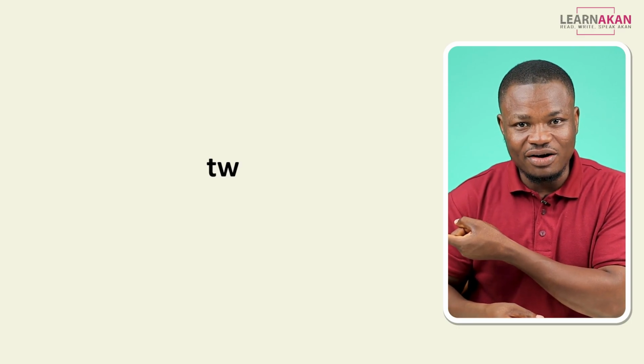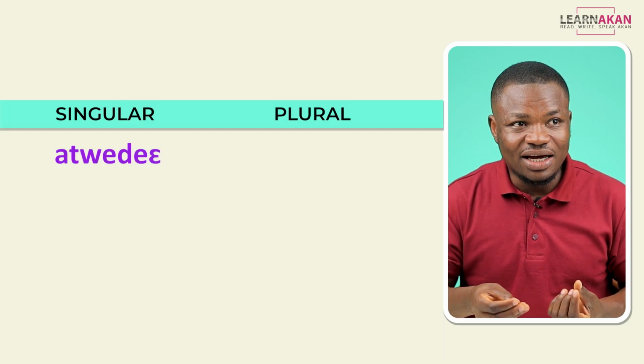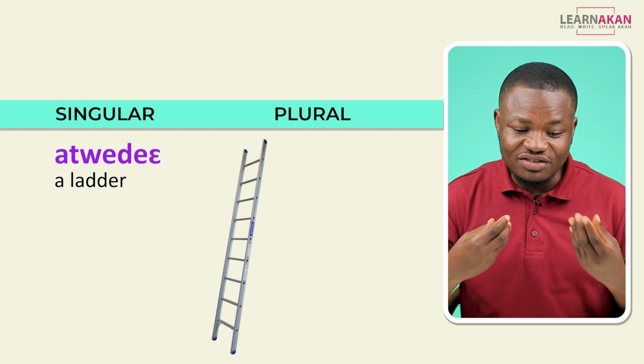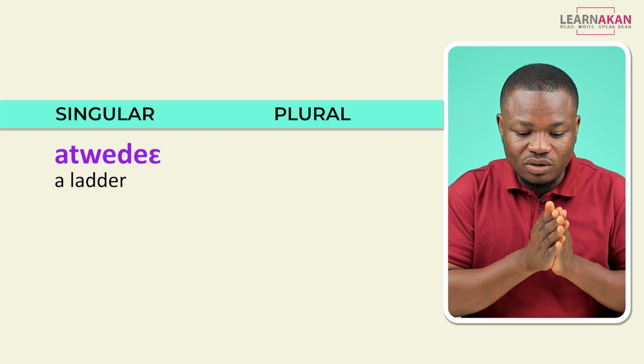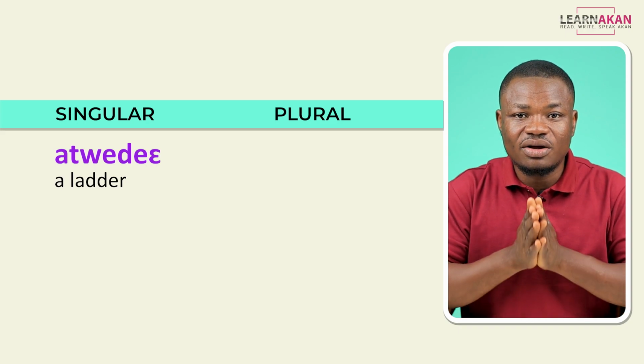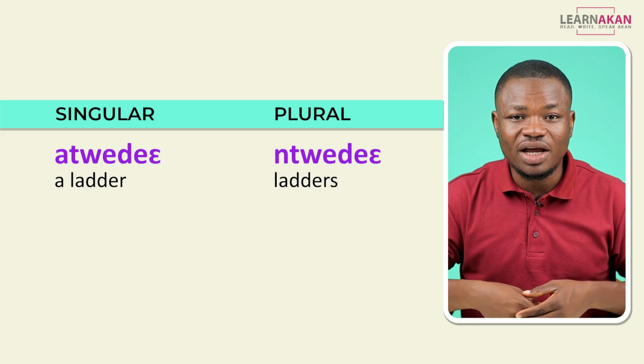Let's see an example that starts with the digraph ch. We have achidie, and that is a ladder, all right, achidie. Again, this starts with a vowel, so we skip that and consider the initial sound, which is ch. So we bring n in front, and we have enchidie.